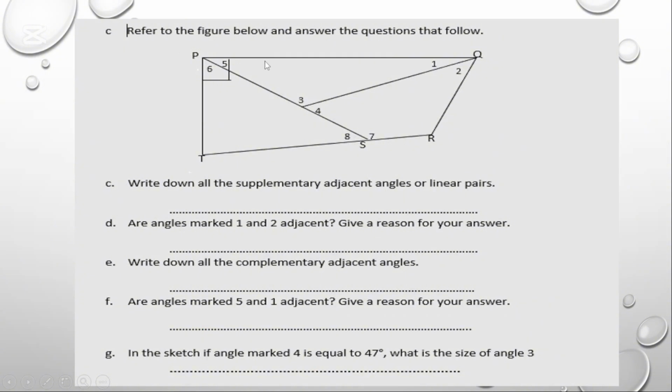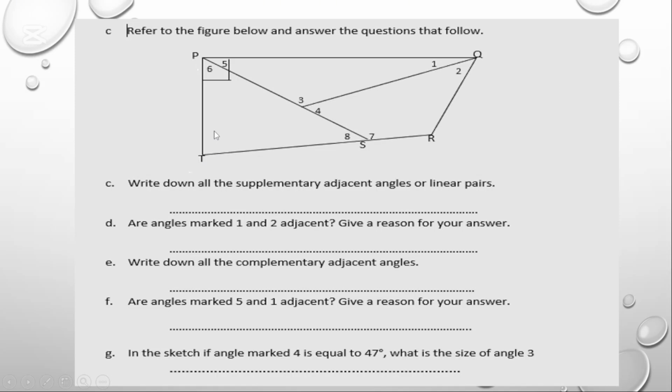Refer to the figure below and answer the questions that follow. So you write down all the supplementary adjacent angles for me in your book. Then they ask you, are angles marked 1 and 2 adjacent? Whatever your answer is, you must give a reason. Write down all the complementary adjacent angles.